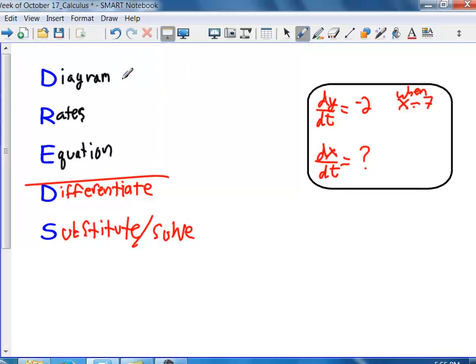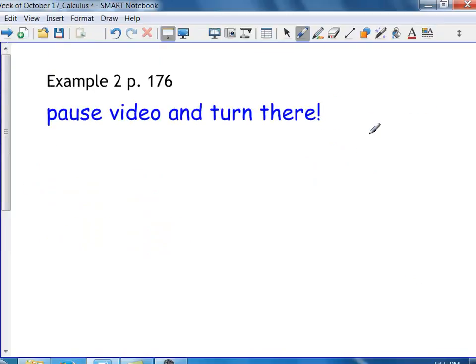You're not going to need a diagram. It's not going to need to give an equation. I'm going to kind of do some of this for you. And then I'm just going to ask you to differentiate, substitute, and solve today. We're going to get into related rates as time goes on, but for right now we're just kind of getting into the basics.